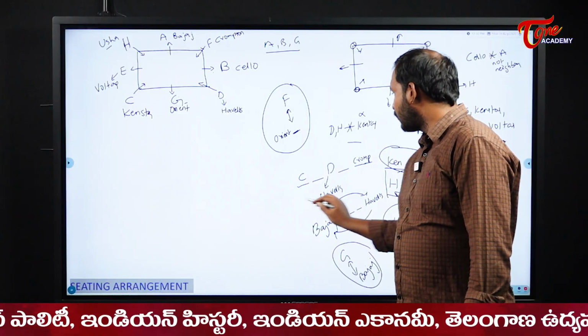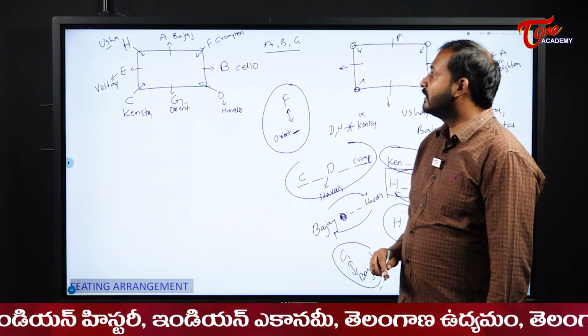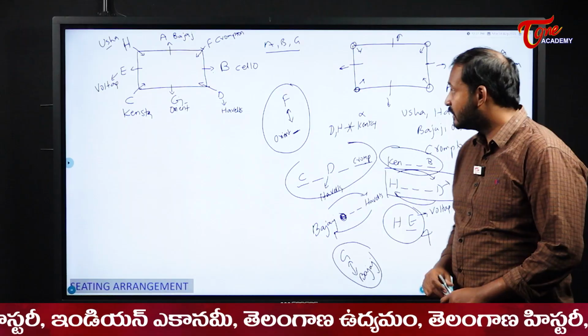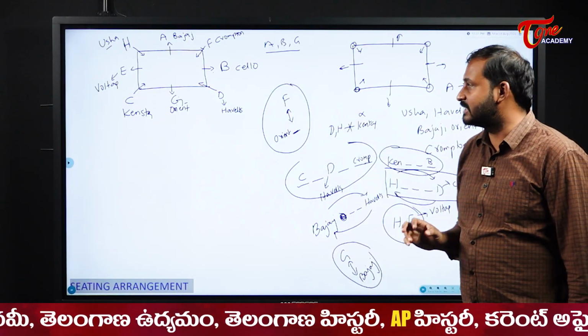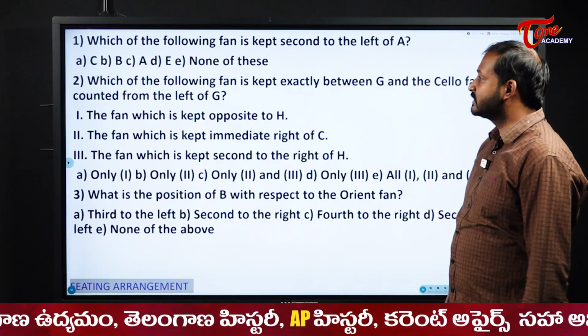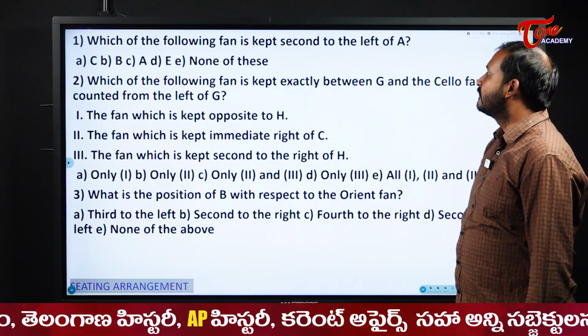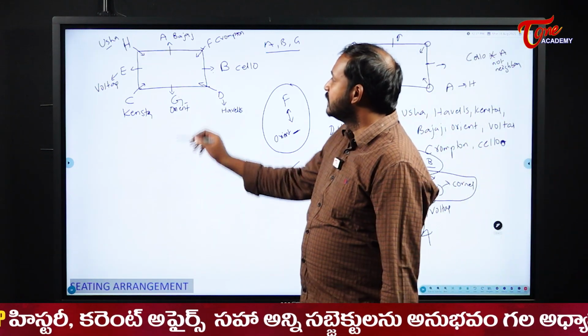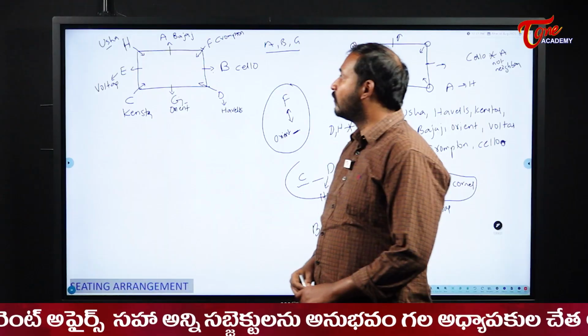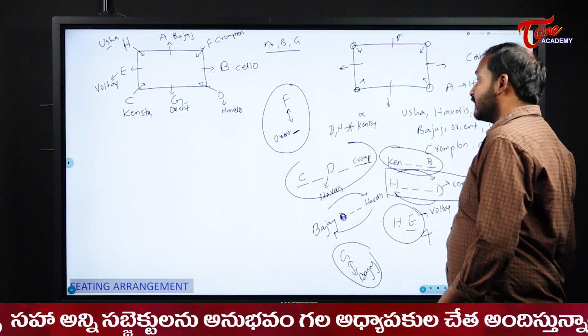So now we have finished all the concepts and we have done with all the things, right? Now we will see the question. So this is the final arrangement for me. Now see the first question. Which of the following fan is kept second to left of A? Second to left of A, it is E. So it is E.